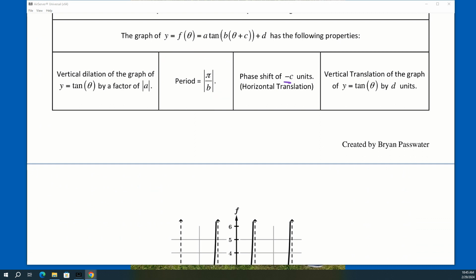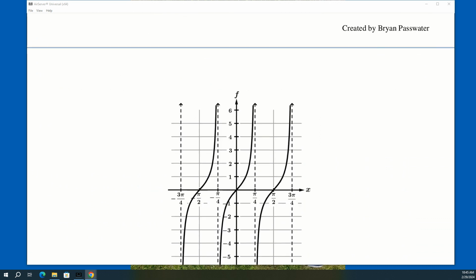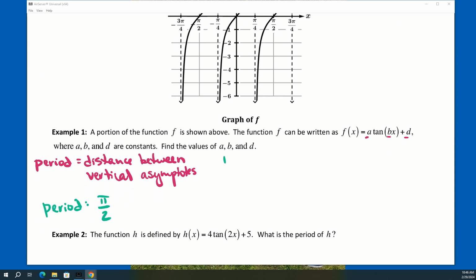Okay, now we're going to use this right here to figure out what B is. So the period is going to be equal to pi divided by B. So pi over 2 is going to equal pi divided by B. Well, that's kind of obvious. The B is just going to be 2. It's not always that obvious. Sometimes you have to do some multiplication.